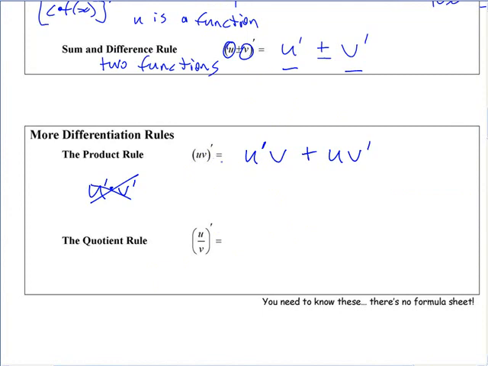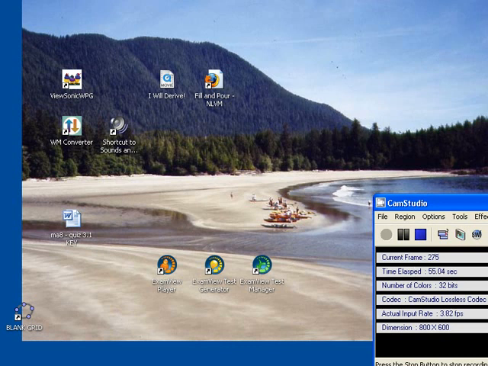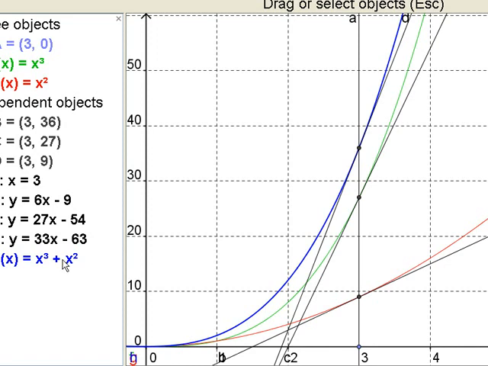f prime times g, plus f times g prime. The derivative of each one times the other one. We're not going to right now try and get into proving why that is true, but I'll show you again the idea that we have here. If we go back to this, if I change this now to the product of the two of them. Remember before, this is the sum of two functions, and you can see that the two slopes add up to this. And it's true if we had higher powers or any other kinds of function there.